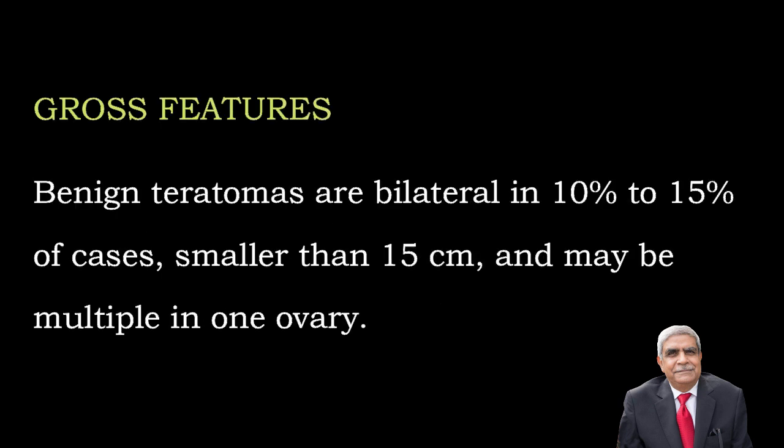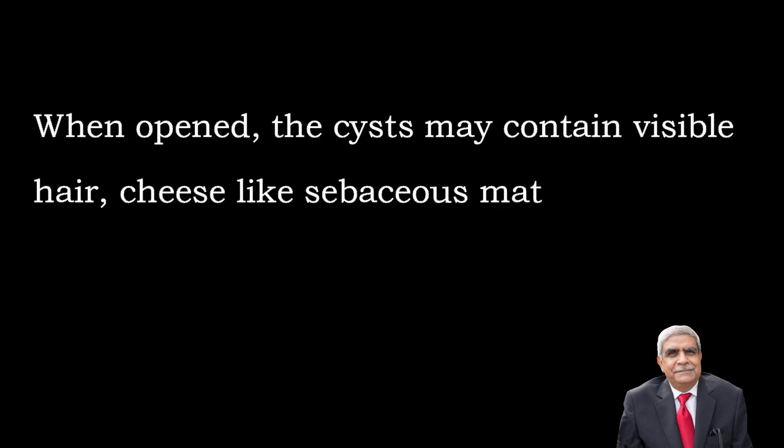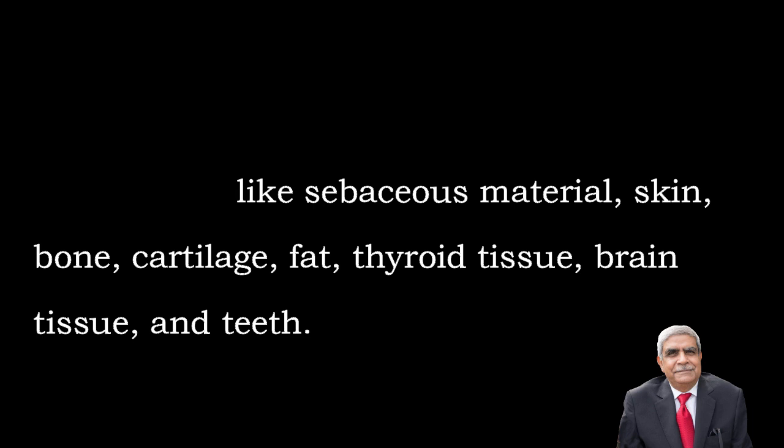Benign teratomas are bilateral in 10 to 15% of cases. They are smaller than 15 centimeters in size and may be multiple in one ovary. They are a combination of cystic and solid masses with a white to grey external surface. Mostly they are unilocular cysts. Once opened, the cyst may contain visible hair, cheese-like material, which is sebaceous material, skin, bone, cartilage, fat, thyroid tissue, brain tissue, and sometimes teeth.